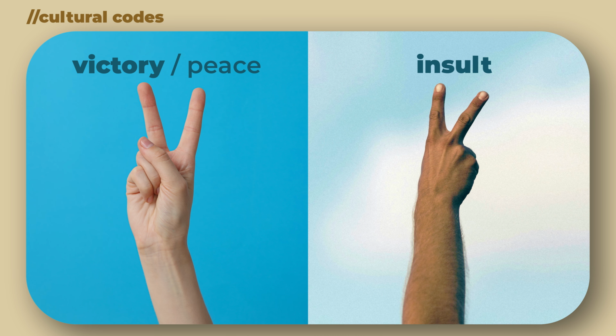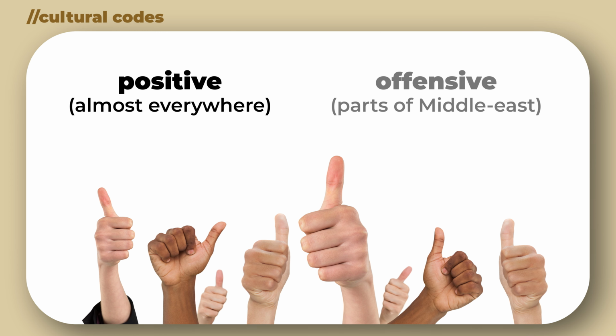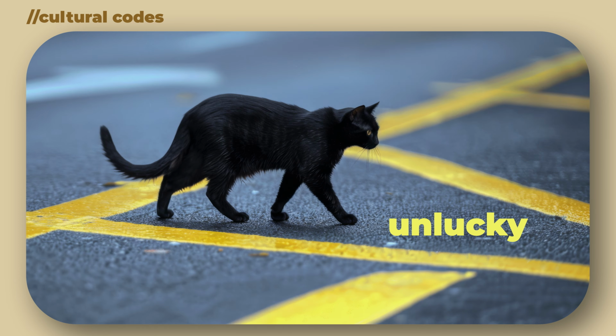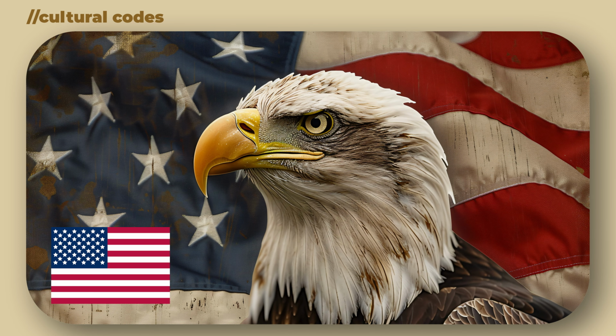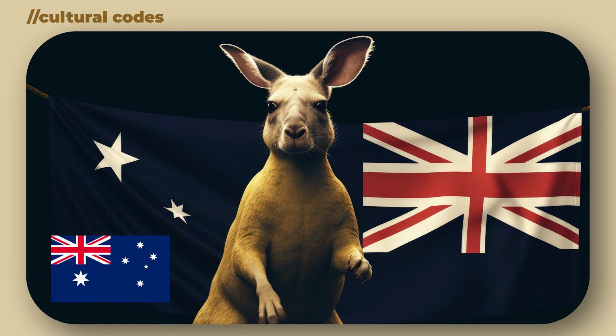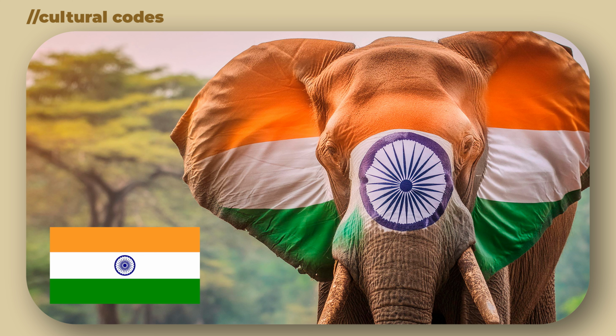Gestures are even trickier. The V sign with the palm out means peace or victory in many places, but palm inwards is an insult in Australia. Thumbs up is positive almost everywhere, but offensive in parts of the Middle East. Animals carry symbolic weight too. Cats were sacred in Egypt, but unlucky in medieval Europe. The US is represented by an eagle, while Russia's bear conveys resilience. Australia's kangaroo represents progress, whereas India's elephant represents wisdom and strength.